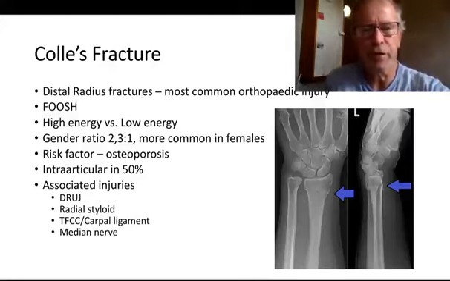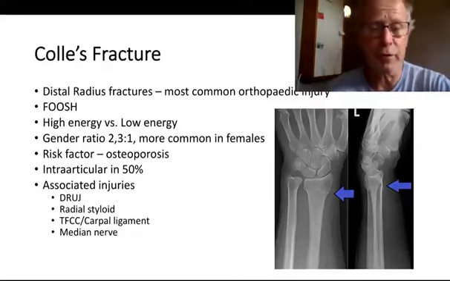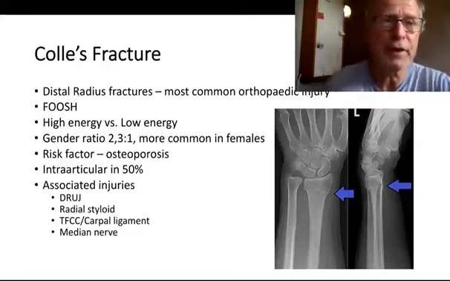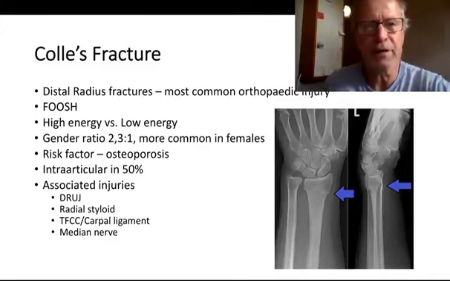From a gender ratio, 2.3 to 1 females to males, that really is in line with the fragility fracture situation. Let's put there a risk factor of osteoporosis, because this could be the index fracture. So a person who is osteoporotic and presents with a minor injury like a Colles fracture, which can be easily managed by you or me or anybody else in many instances, but it's the index fracture of their osteoporosis.